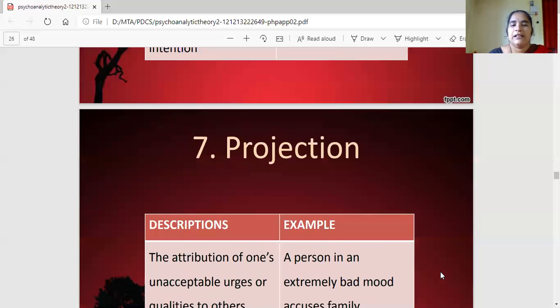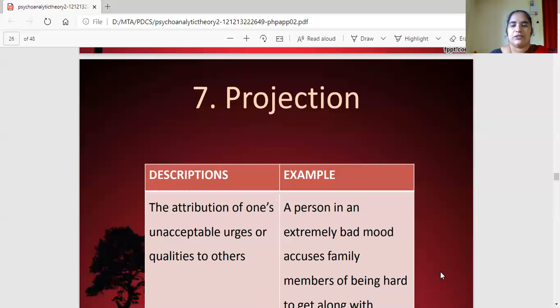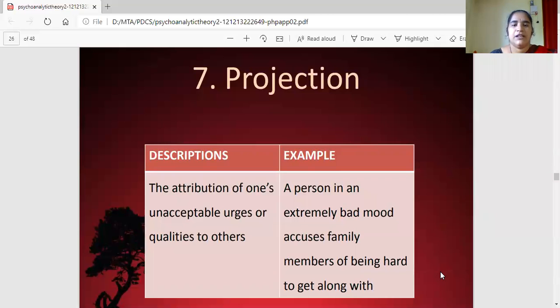Then the next one is projection. Okay, projection means telling that I am bad not because I am making mistakes or my behavior is extreme or reverse, not because it is my fault, but because of the people around me. You're projecting your faults as the qualities of others.